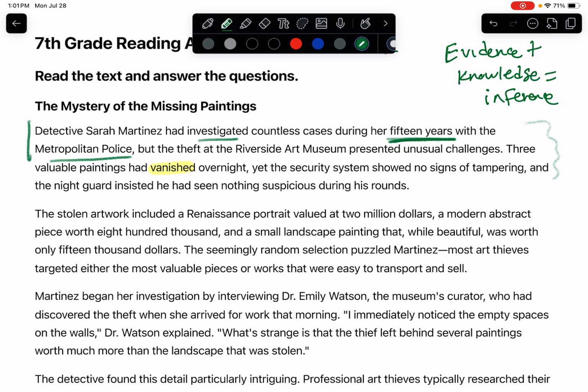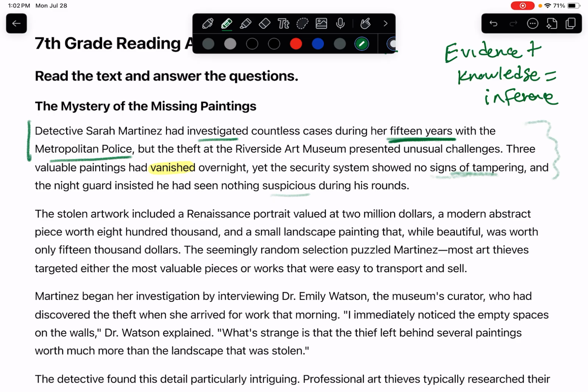Okay, so this is evidence. This is all evidence, especially this. Like, I'm trying to figure out right now who might have done it. There is no sign of tampering with the security system. The security guards saw nothing suspicious, so I can infer that it might have been someone on the inside. Maybe someone that works there did it, because that's usually how my inference goes, right? Like, there's no tampering and no one's taking accountability.